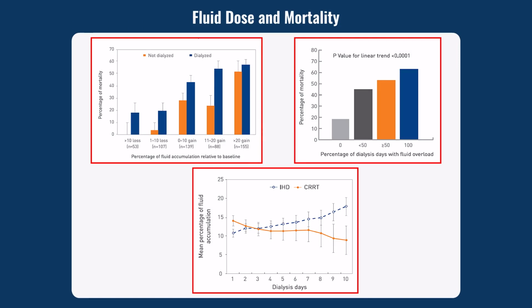There also seems to be a correlation between the duration of fluid overload and death. The longer you are fluid overloaded, the more likely you die. You can see the graph on the right hand side, which shows that the percentage of dialysis days with fluid overload correlates with mortality. And this may be minimized by CRRT based on this study.